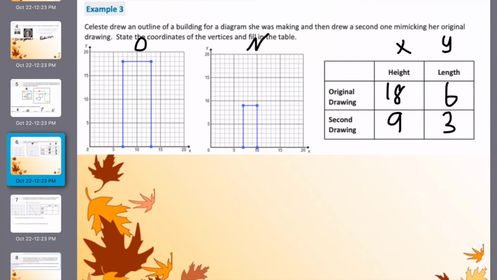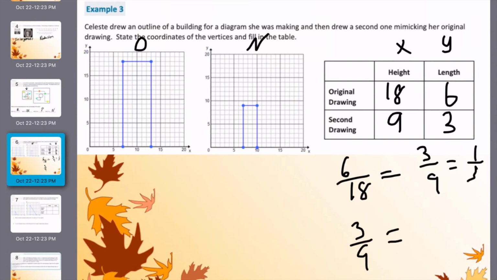So 6 divided by 18, well, that gives me 6 over 18. I can reduce this, and it's going to give me, let's see, 3/9. And 3/9, or 1/3, sorry. And 3/9 also reduces to 1/3. So I know that since they both have the same constant of proportionality, they are following the same rate. They are proportional. So let's go into our last example here.